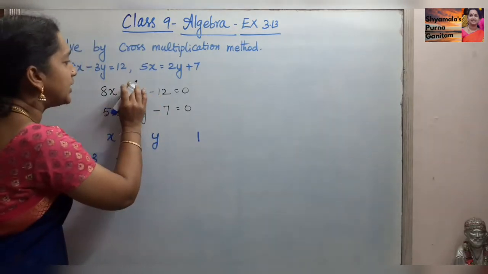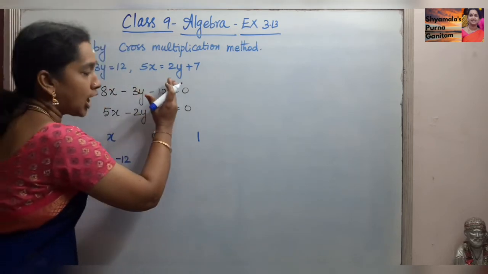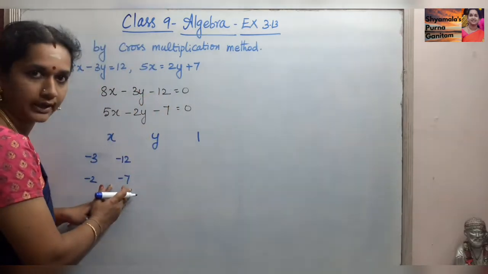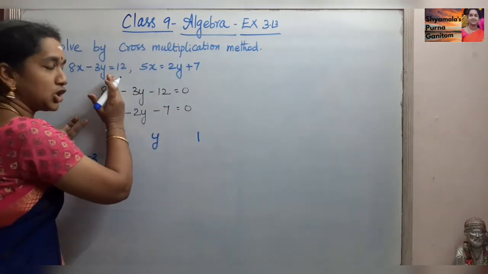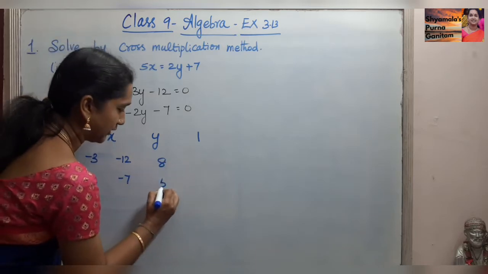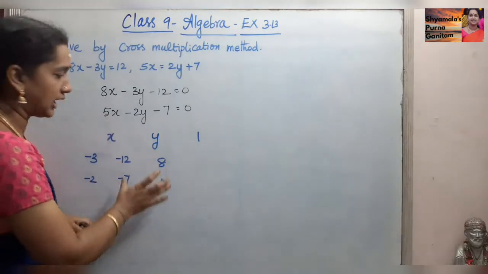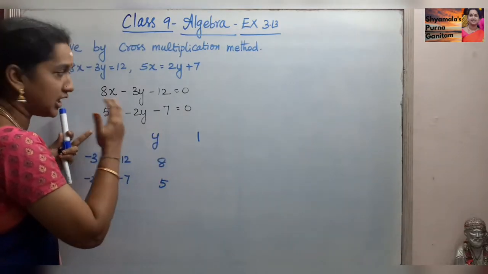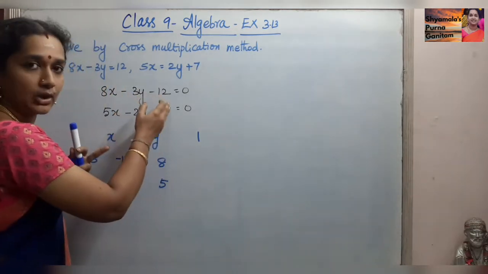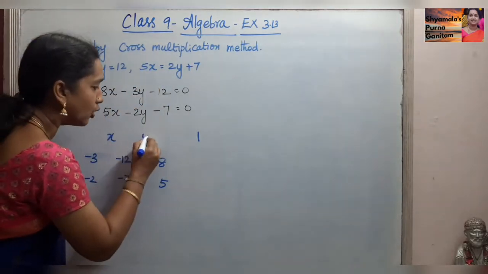Then if we take the y term, below that we first need to write the constant term that we wrote already. Then we have to write the coefficient of x. What is the coefficient of x? 8 and 5. So that we will write. For x, we write the coefficient of y and the constant. Below y, we write the constant term, then the coefficient of x.